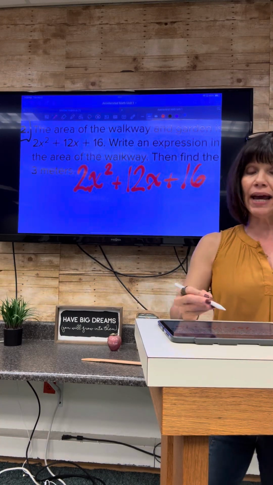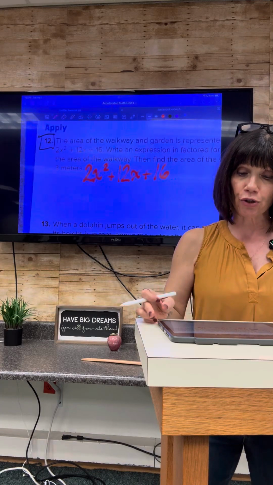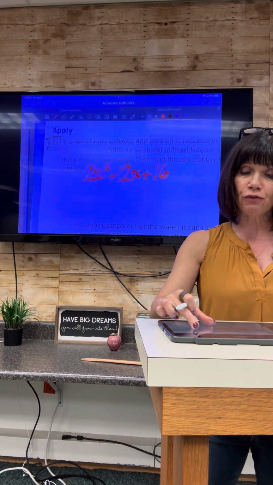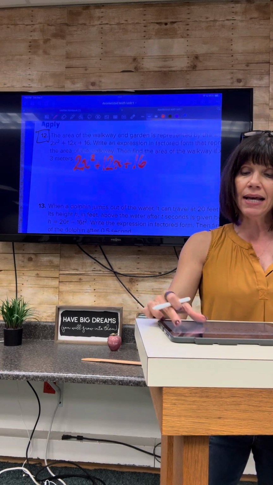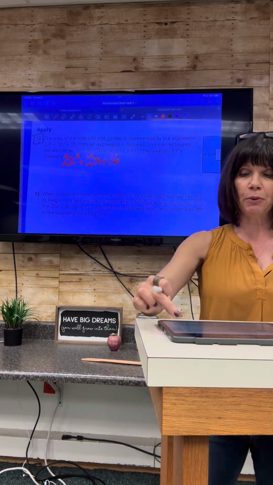So it is 2x to the second power plus 12x plus 16. They want you to write an expression in factored form for the area of the walkway, then find the area of the walkway if x is 3 meters. First, let me point something out.